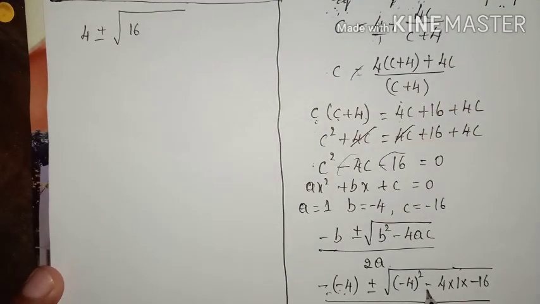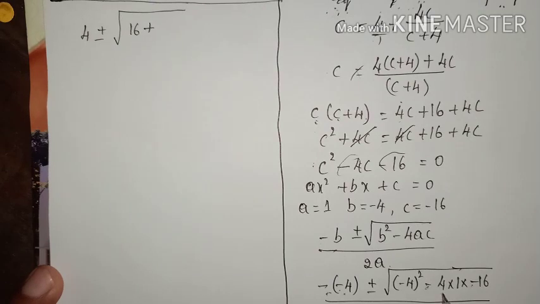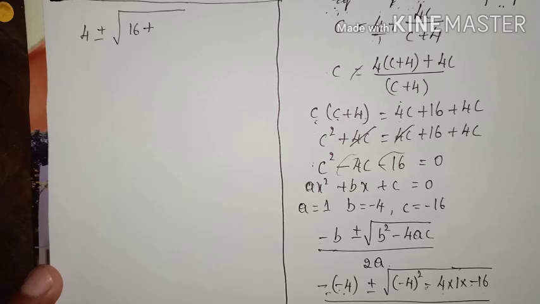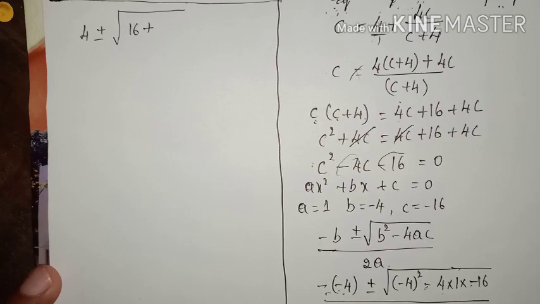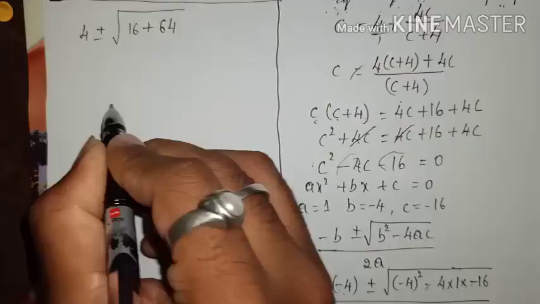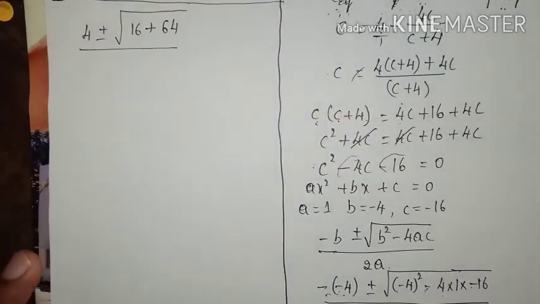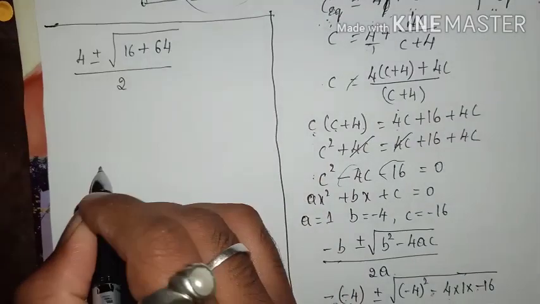Now you can observe minus into minus, that is plus. You have to observe the sign. 4 into 1 is 4 and 4 into 16. 4 into 16 how much? Here only you can do it. 4 16s are 64, whole divided by 2 into 1, that is 2 itself.